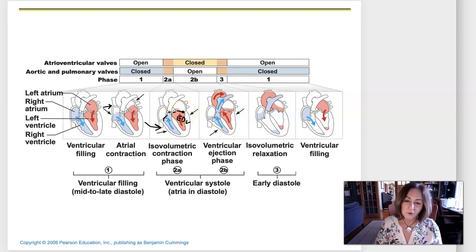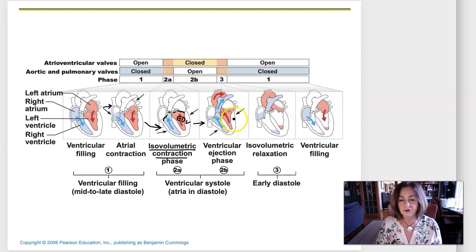All the valves are closed and the ventricles are starting to contract. This is known as an isovolumetric contraction. That's because the amount of blood there is a finite amount and the ventricles are contracting. And so you can imagine ventricular pressure is going way up. And as soon as ventricular pressure is greater than the pressure in the blood vessels, that is what will force the semilunar valves to open.